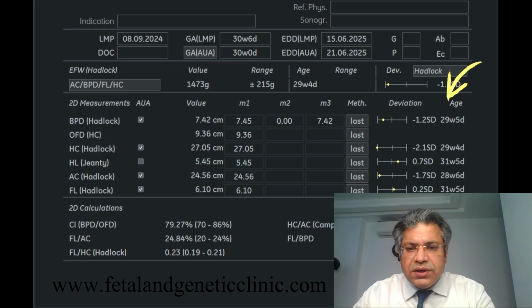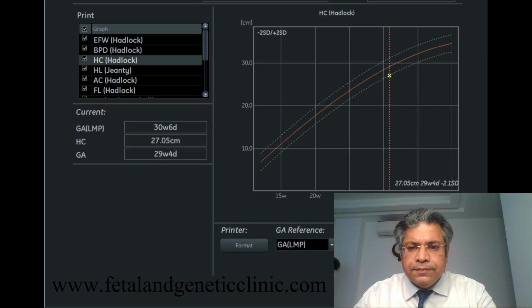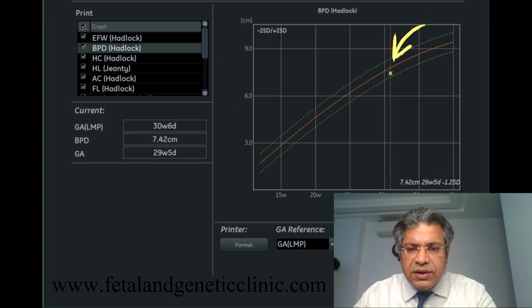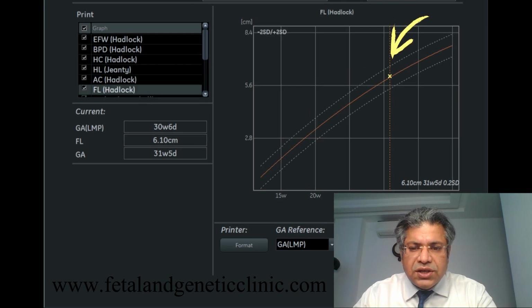So at 30 weeks, if you see, the head parameters are falling less. So this is the weight that we are trying to follow, and then if we see the head circumference, this is at -2 SD. Then this would come as the biparietal diameter, which is also at -2 SD. Now we look around for the long bones. So this is the long bone, which is at the 50th centile, and this is another long bone, which is also at the 50th centile.